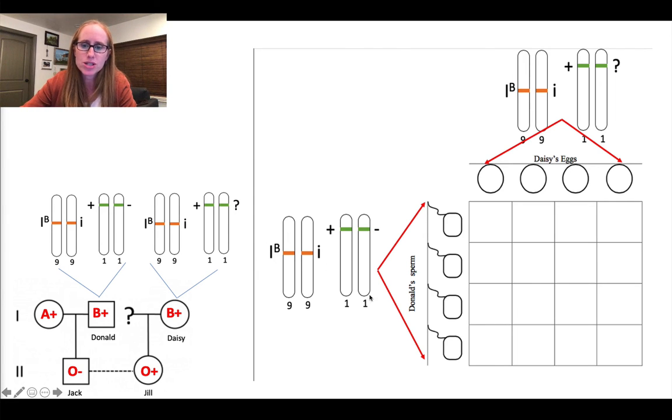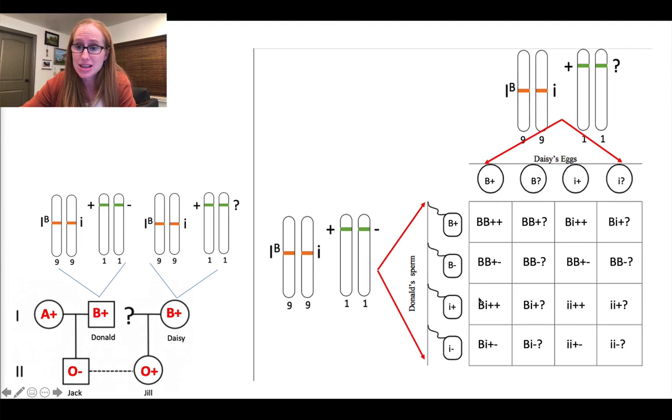If we look at Donald's sperm, there are four different combinations. We're going to set up this square, which is just a way to cross the four different sperm with the four different eggs. When we make a sperm, we grab one of these and one of these. The possibilities are: the B and the plus, the B and the minus, the i and the plus, the i and the minus. Same thing with Daisy, and we're just going to keep that question mark in there because we don't know what it is. This square helps you cross them systematically so you get all of the crosses. You can see these are all the different crosses we could possibly get out of these two parents.